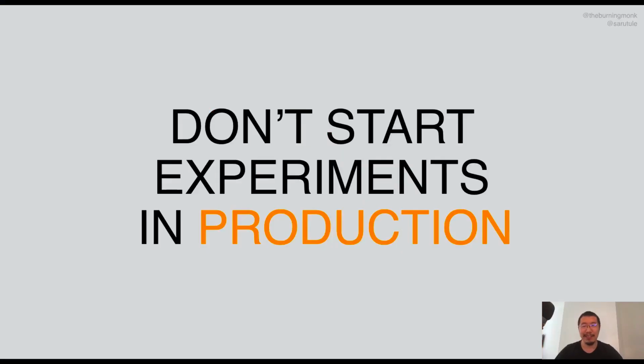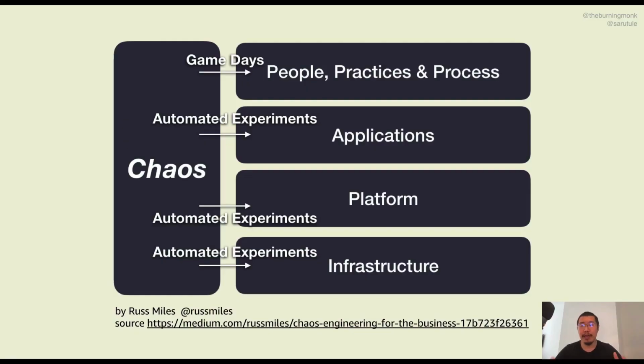And I cannot say this enough. Do not start in production. I mean, you can learn an awful lot in those lower environments, and by the time an experiment is graduated to production, you should be very, very, very confident that the system is going to handle it. And you only get to that level of confidence because you've done this hundreds of times in those lower environments already. And the great thing about chaos engineering is that it's not limited to just your application.